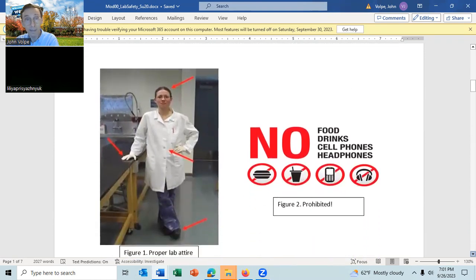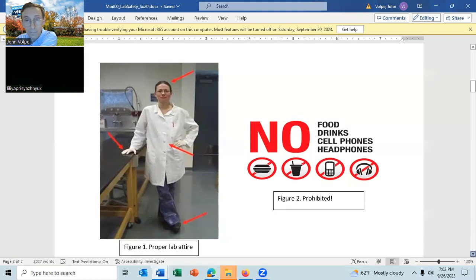If you come into the lab, you should be looking something like that: closed-toed shoes, long pants. You can't see it, but she's wearing a skirt or a blouse, a lab coat, gloves. I think those are her personal glasses; I don't think those are goggles. And she has her hair tied back, or she's wearing a safety net, one of the two, which is the same. No food or drinks, no cell phones, no headphones.